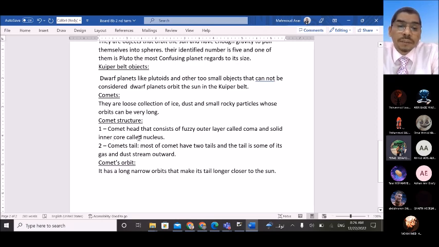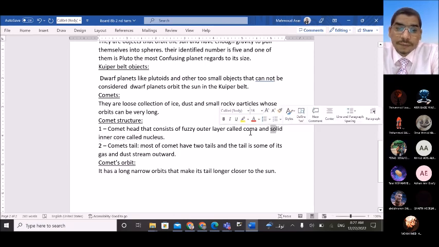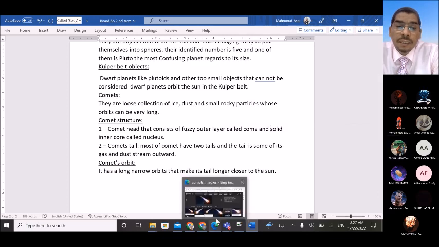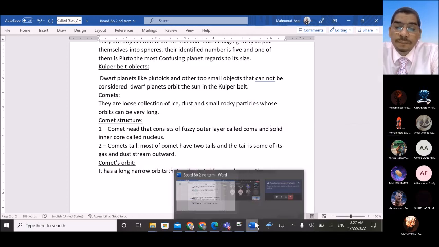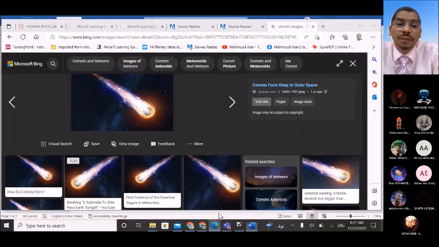Inside it, a solid inner core. Solid means it is not liquid. It is not gases. Okay, let's see it in the diagram that we opened together.